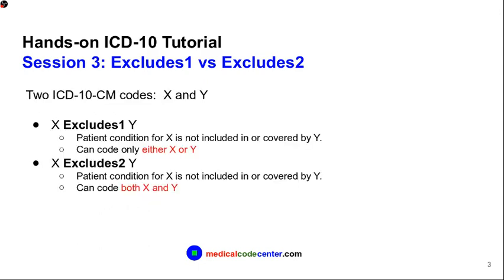Say we have two ICD-10-CM codes, code X and code Y. In the first scenario, if code X Excludes1 code Y, that means the patient condition for X is not included or covered by code Y. You can only code either X or Y. In the second scenario, X Excludes2 Y. That means the patient condition for X is not included in or covered by code Y. This is the same as the Excludes1 relationship. But for Excludes2, you can code both code X and code Y.